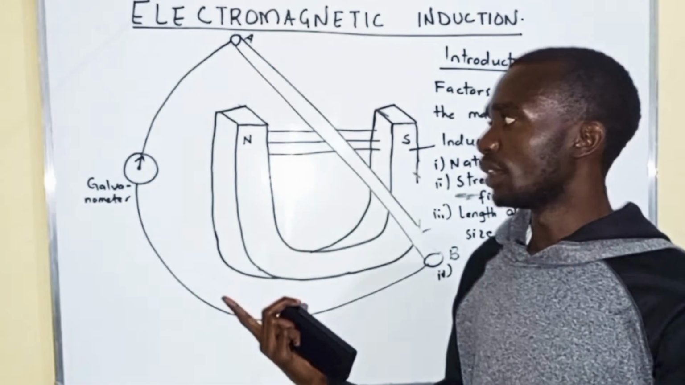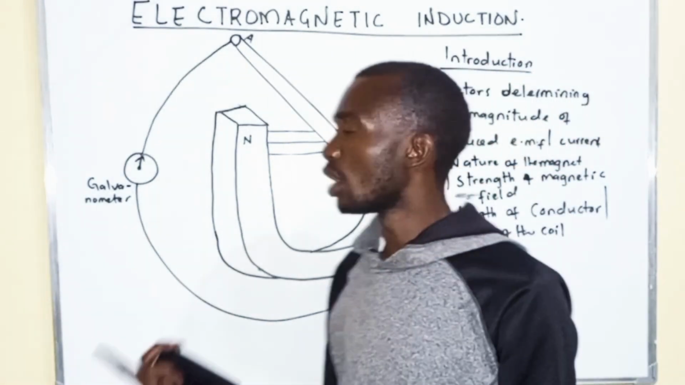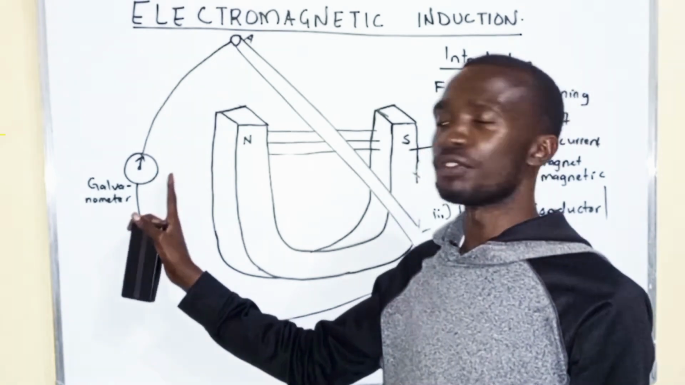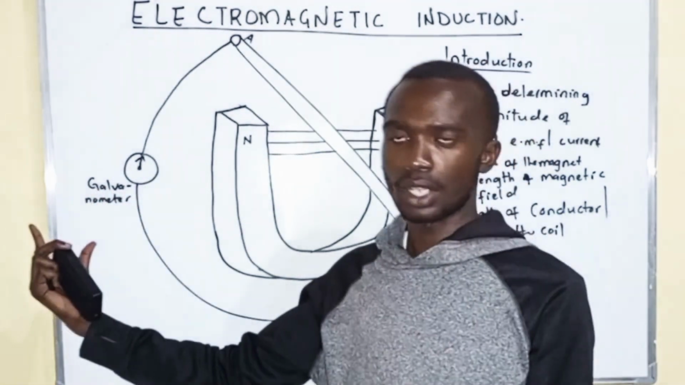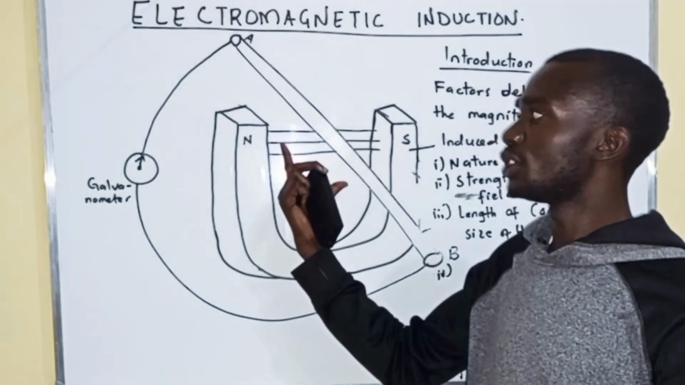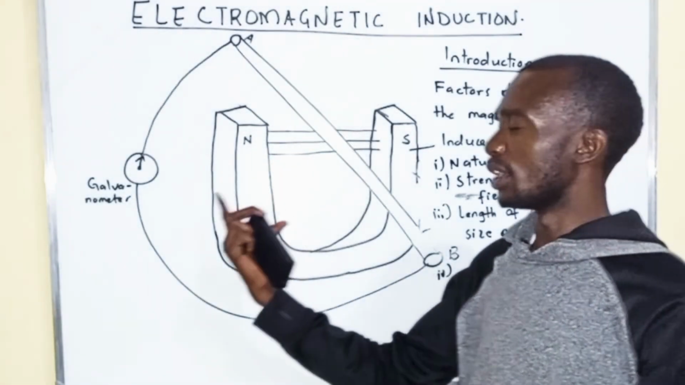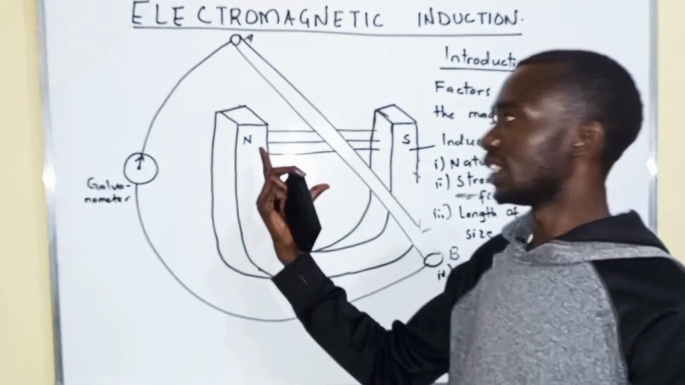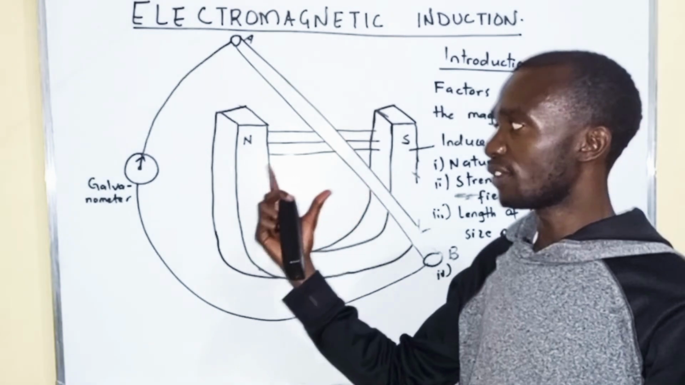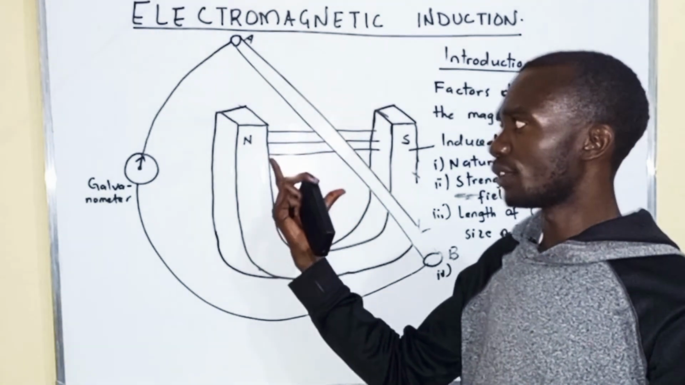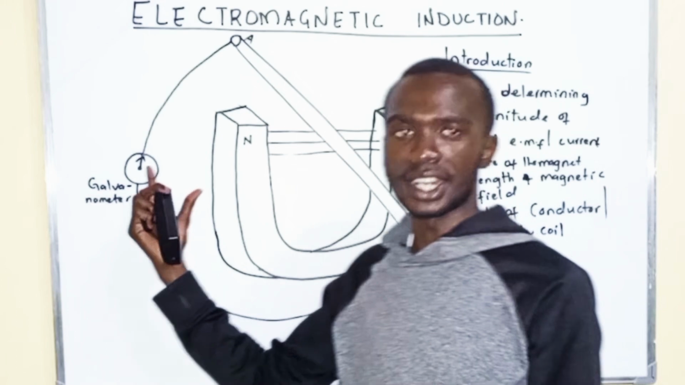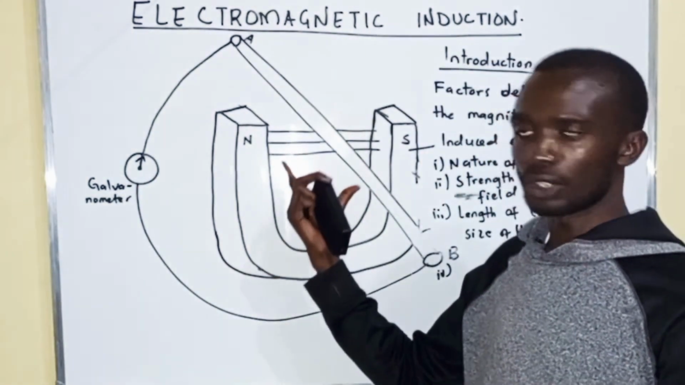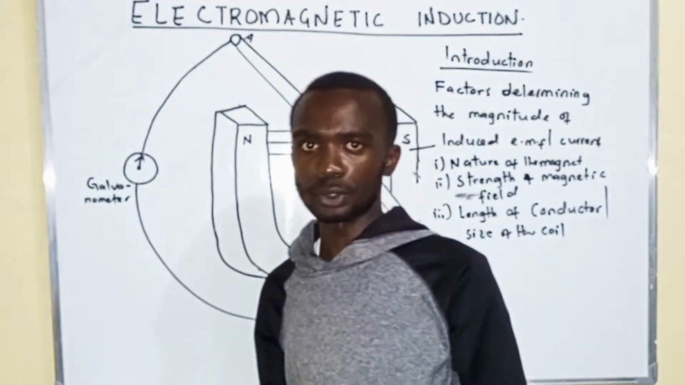Now, in the same experiment, it is observed that when the conductor is moved faster, the galvanometer pointer also has a greater deflection. And when the conductor is moved slower, the galvanometer pointer does not deflect as much as when the conductor was moved faster. So a faster movement of the conductor in the magnetic field brings a greater deflection. It means that more current is induced. But when you move it slowly, less current is induced.